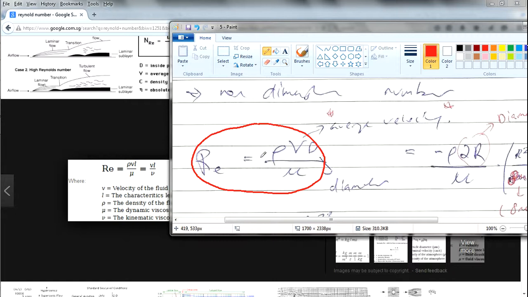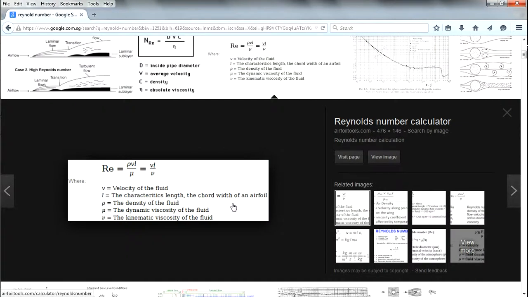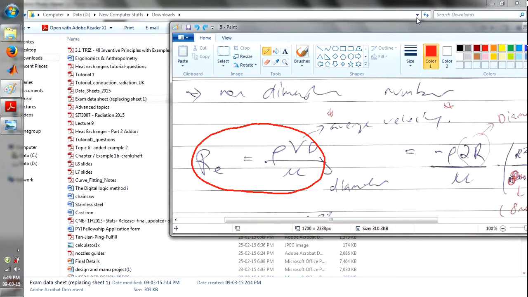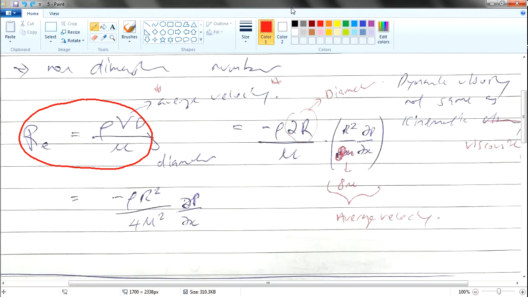For the pipe, make sure you take in the diameter. For a non-pipe system, you take in the length of whatever thing you have. In this case, it's F1. But anyway, let's continue. In this case it's a pipe, so we use the diameter. For velocity, make sure you know that this is the average velocity. Put it inside your brain: average velocity.